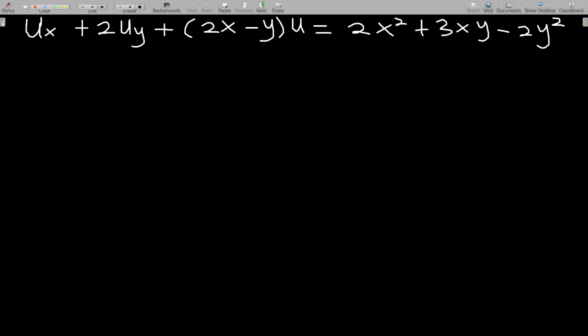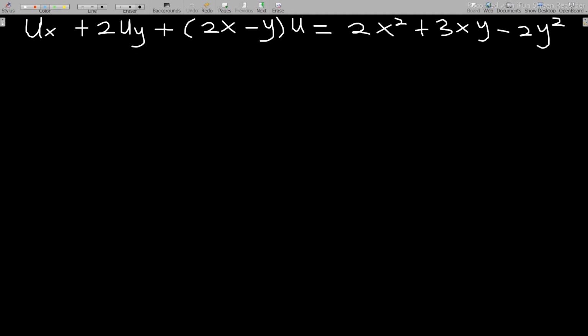Alright, so in our previous video we discussed how to solve a PDE of first order in the form like this, where all the terms are present. Now we have a typical example here to solve.